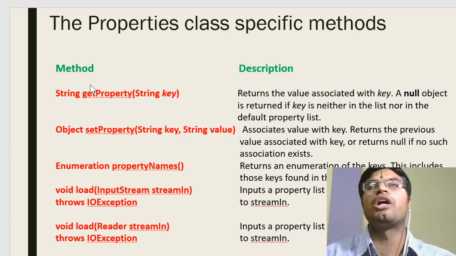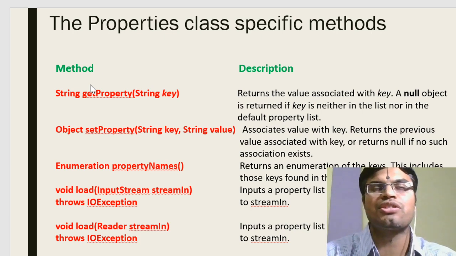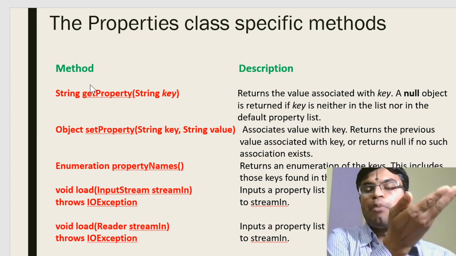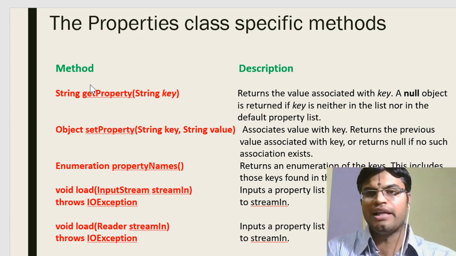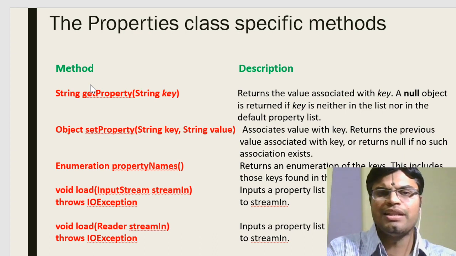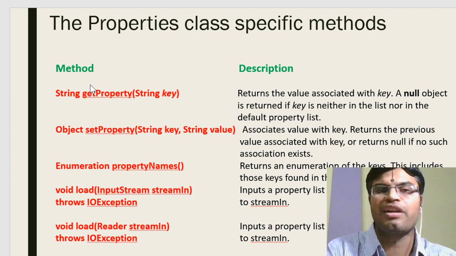Next, we have a function called load. We have already seen with a diagram just now that whenever I want to get the data from my properties file into my Java file, I will use a function called the load function. Now in this case, he has given two load functions here. One is for the input stream class, another is for the reader class.